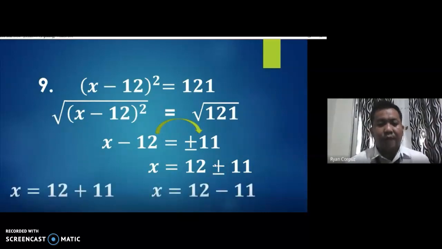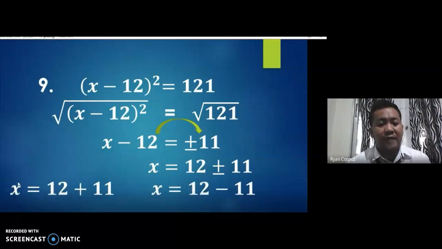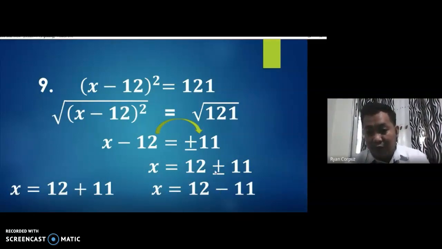So we'll come up with the first equation as x is equal to 12 plus 11. Ito yung plus, while another equation is x is equal to 12 minus 11. Ito yung minus. Ito yung nandiyan kanina. Pinaghiwalay natin para malaman natin ng mas malinaw yung solutions to a given quadratic equation.